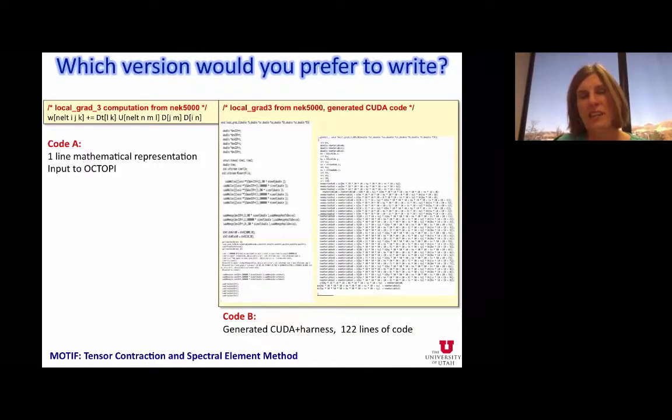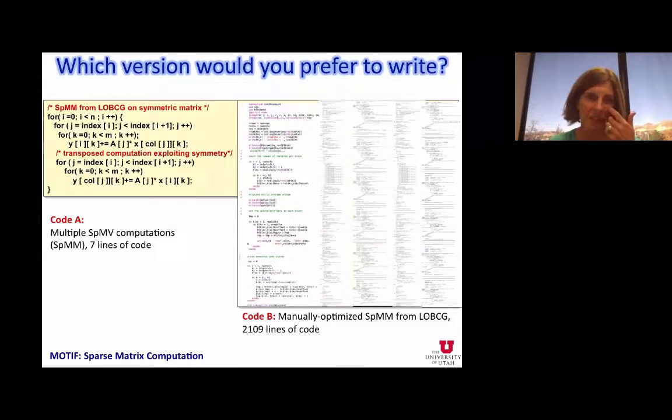So code A, in this case, is a mathematical description of a tensor contraction computation. And then code B is a generated code. This is actually output of our tool, so we didn't have a hand-optimized code. And so going from one line to 122 lines. And then the third one is a sparse matrix motif. And the code on the left is doing a sparse matrix multi-vector multiply. And it's doing it on a symmetric matrix. So that's why it's a little more complicated than other versions of code you might have seen.